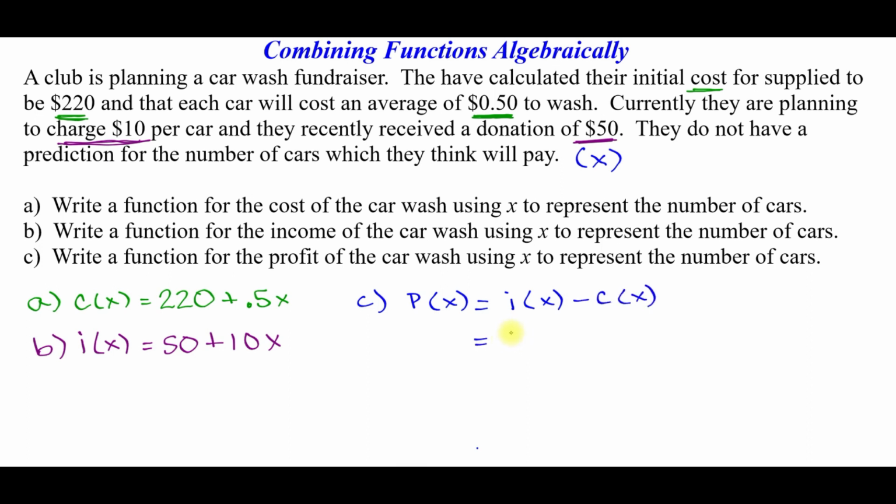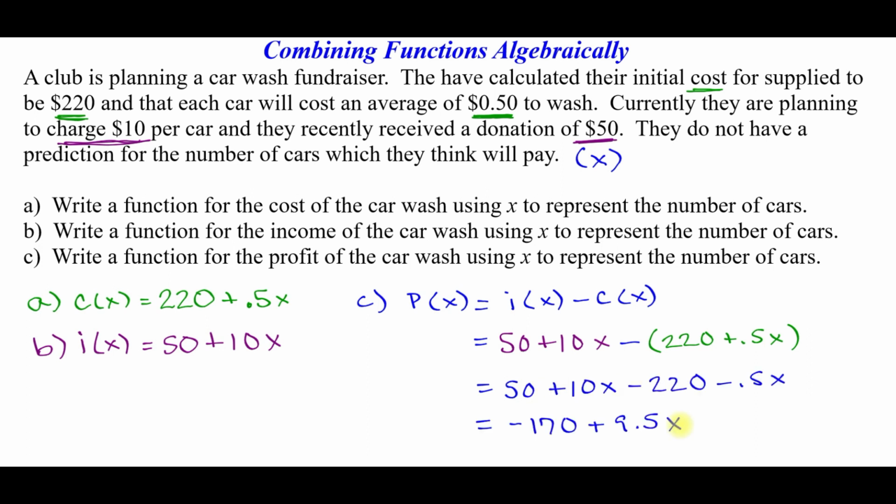So my income function, remember, was 50 plus 10x minus my cost function. I'm putting this in parentheses here so that we remember that we have to distribute the negative. So just simplifying here, we've got 50 plus 10x, distribute the negative, and we end up with a profit function of negative 170 plus 9.5x.